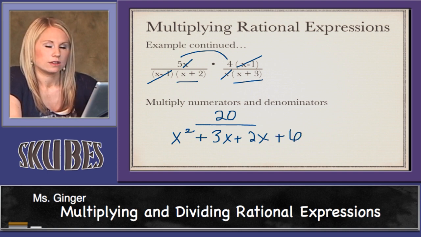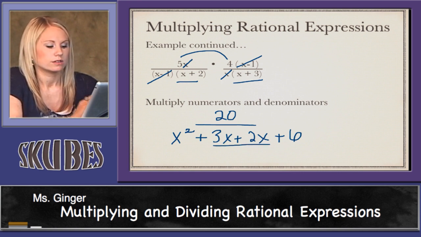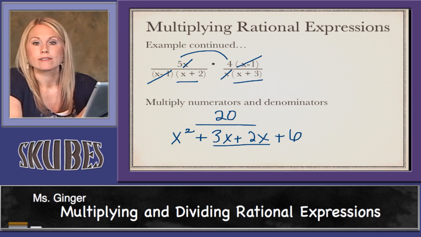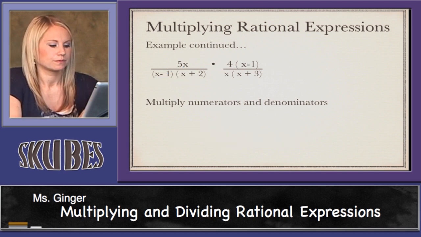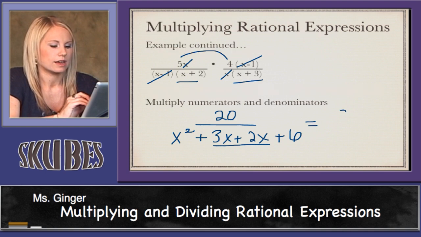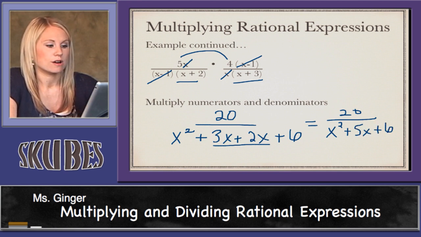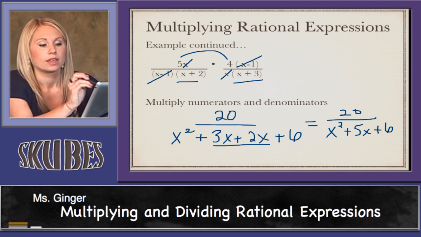And I can see on the denominator there's a couple of things that are like terms that can go together. So we'll add those up and we'll have 5x. Okay, so let's go ahead and finish that one out. Here, x squared plus 5x plus 6. All right, and we're finished with our multiplication example.